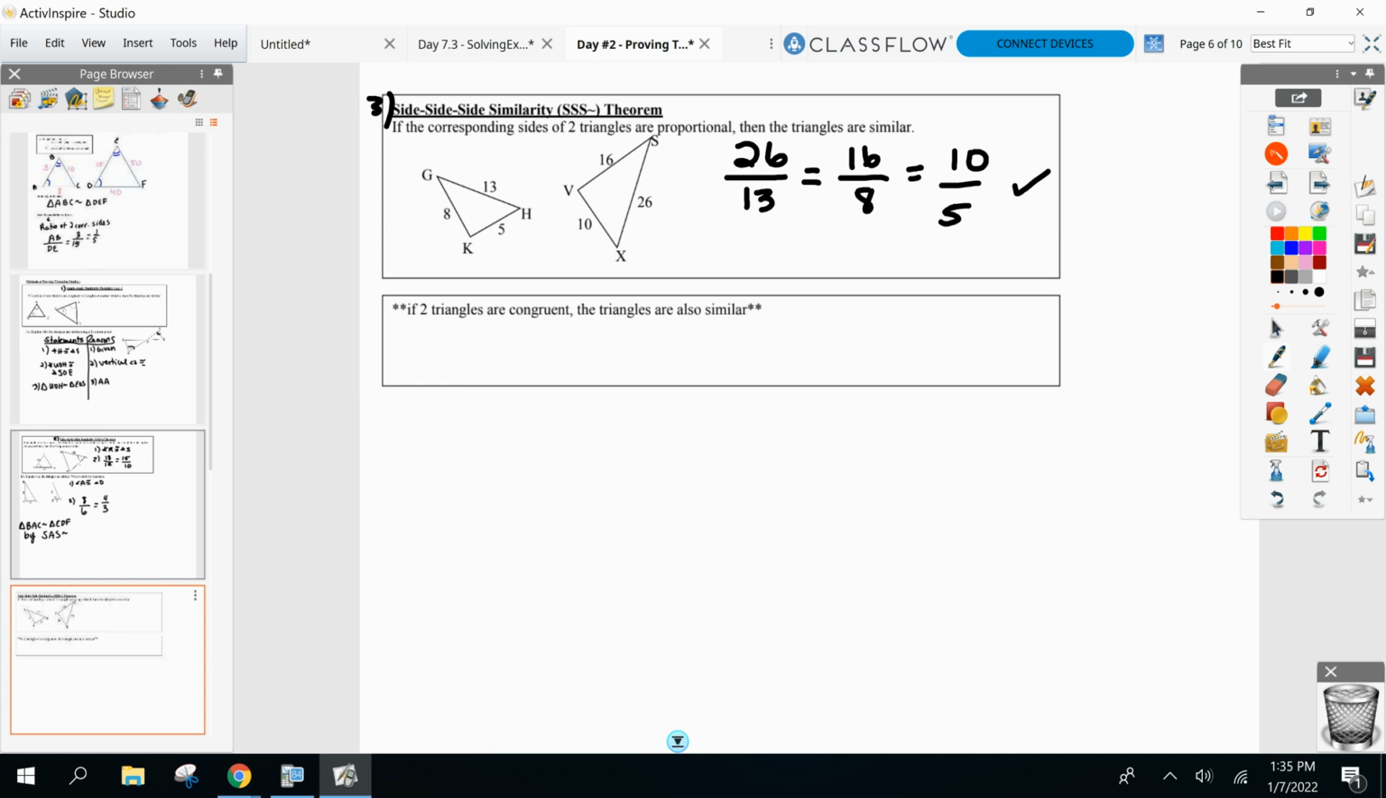All right, so say you're blanking on a proof, but all of a sudden a light bulb comes on and says, wait a second, I can prove those triangles congruent, then they're similar as well. Okay, all good? So congruent triangles are similar, but not the other way.